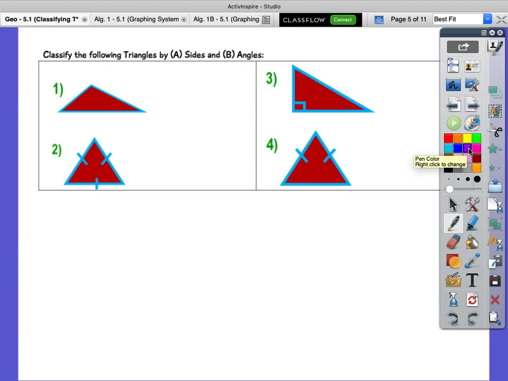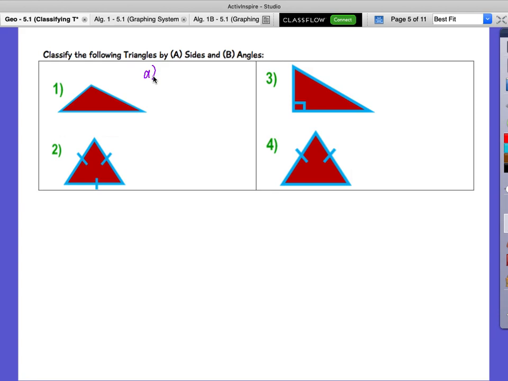Continuing on. Classify the following triangles by sides and angles. Let's look at this first one here. By side lengths, is this one going to be scalene, isosceles, or equilateral? Scalene, right? We don't see any congruent sides there. Based upon angles, what do we think it is? Acute, right, obtuse, or equiangular? Obtuse. It looks like that top angle is an obtuse angle, and I would agree. So I would say that this triangle is scalene and obtuse.